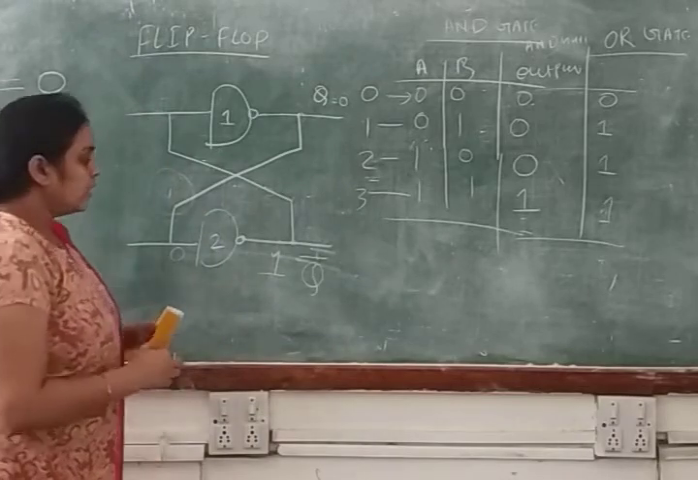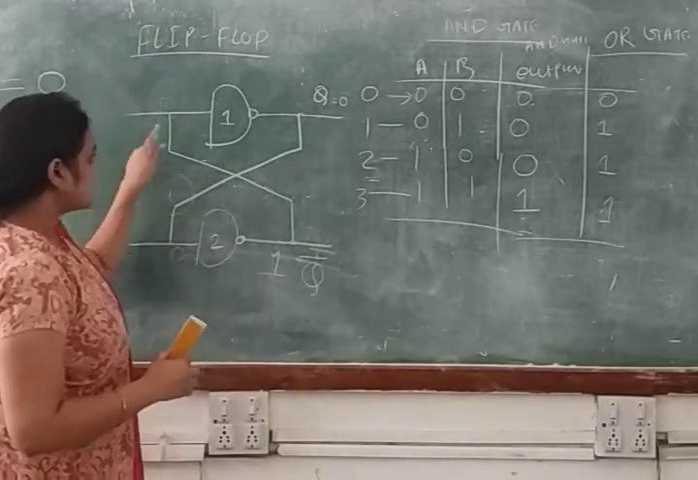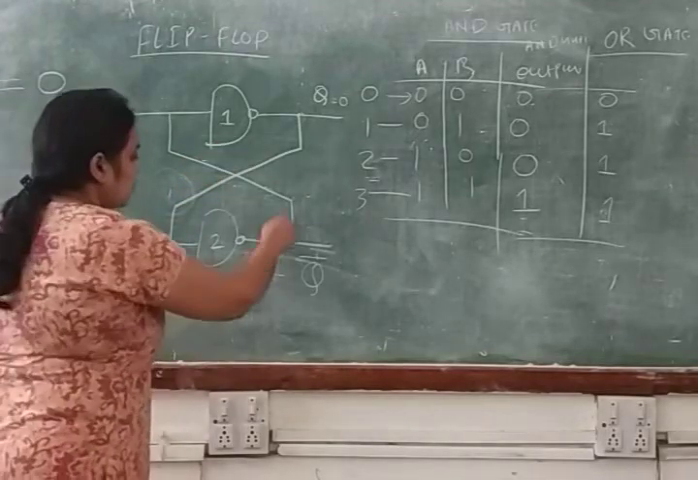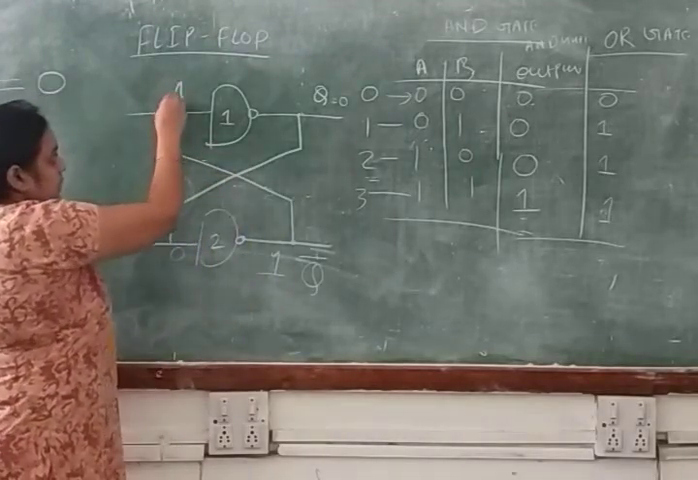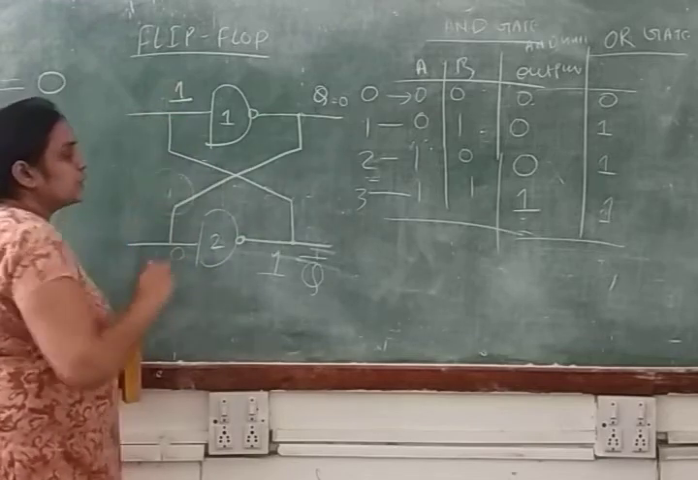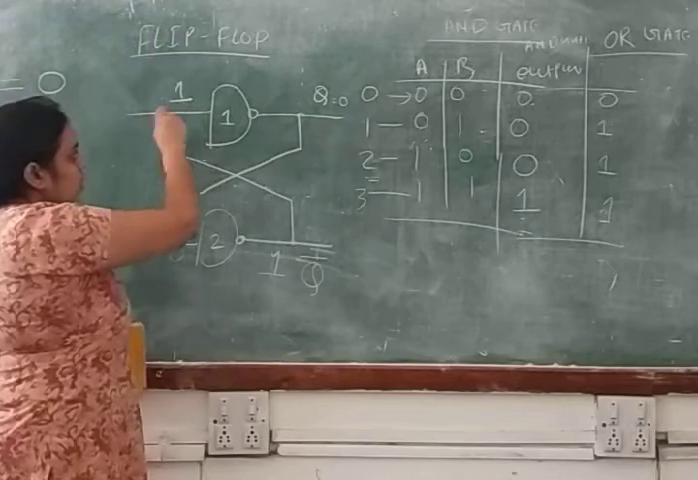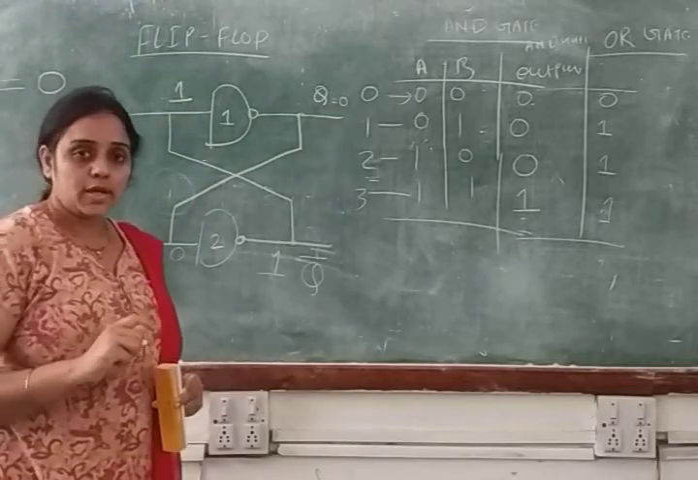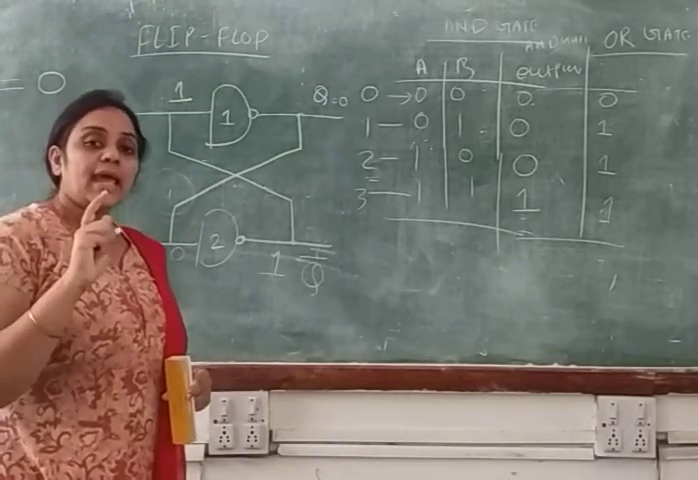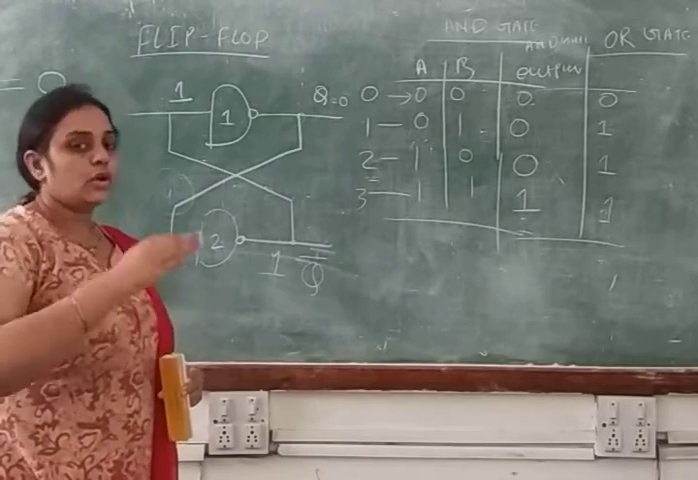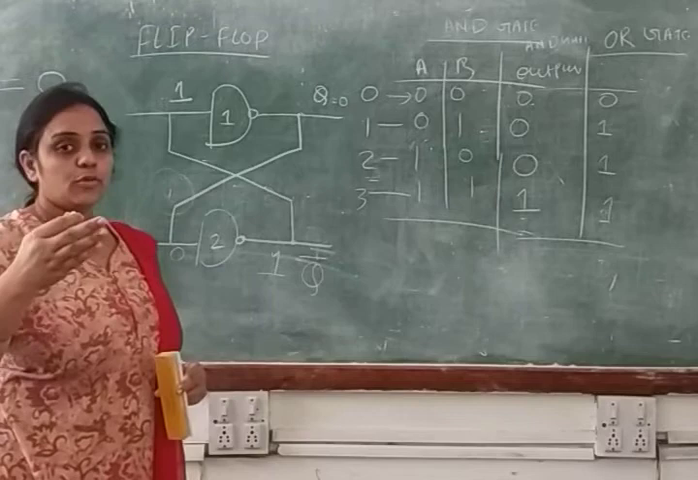Clear? Now that output you are using as an input to gate number 1. When you provide this output as an input to gate number 1, then what will happen? That gate number 1 has input 1. So according to the AND gate condition, if you have a high input, then your AND gate output will be high.